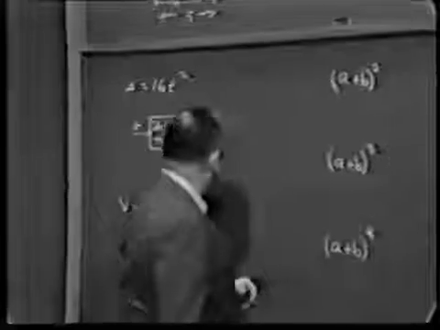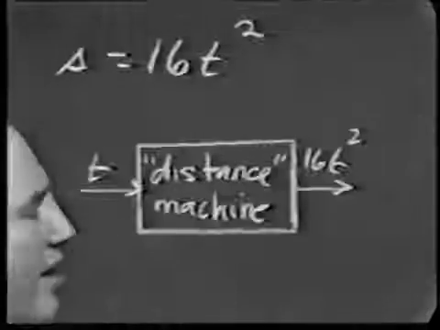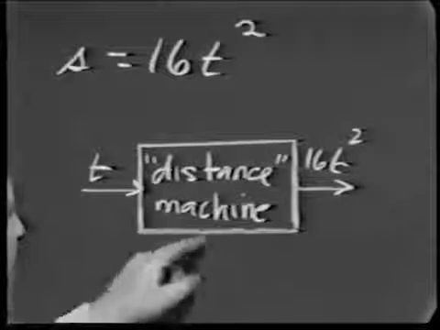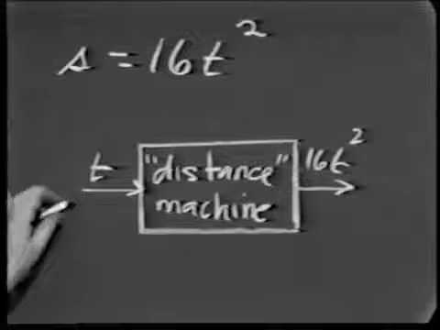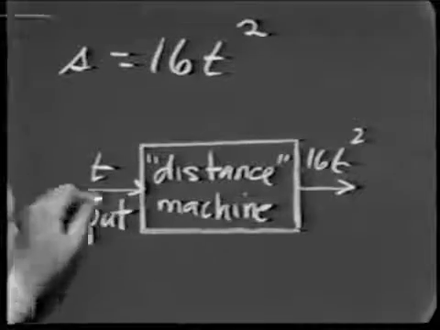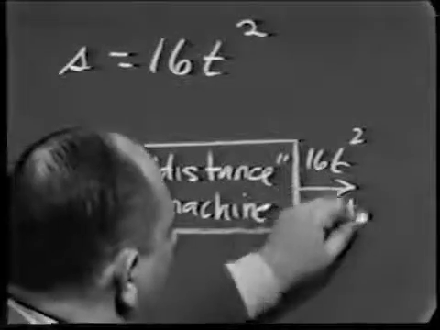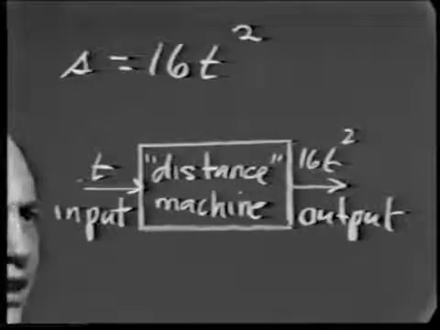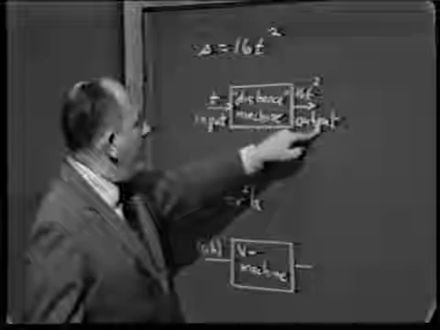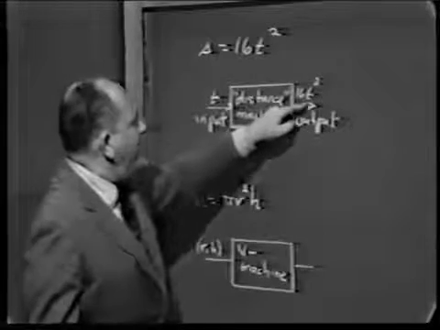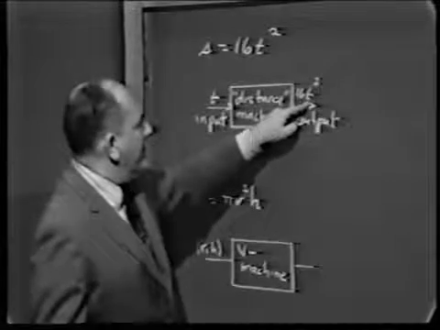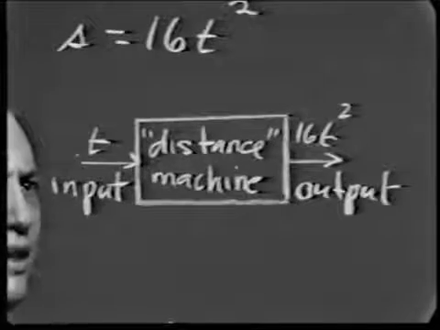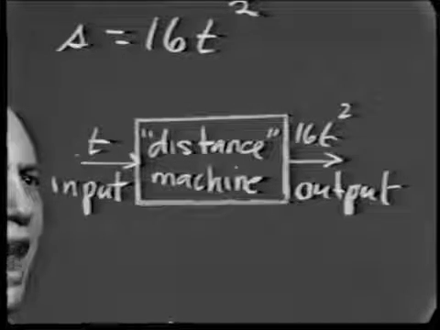Let's return to our friend of the first lecture, s equals 16t squared. We can think of a distance machine being the function, where the input will be time, and the output will be what? The square of the input multiplied by 16. Observe that from this, I do not have to have any picture to understand what's happening here. Namely, I can measure an input, measure an output, and observe analytically what is happening.